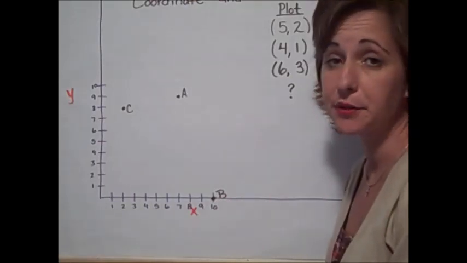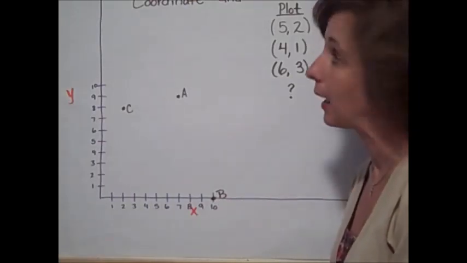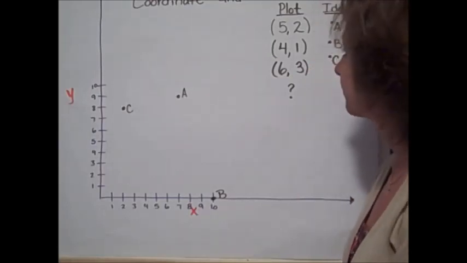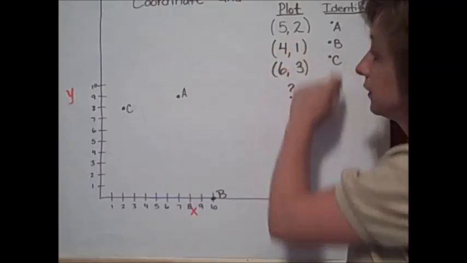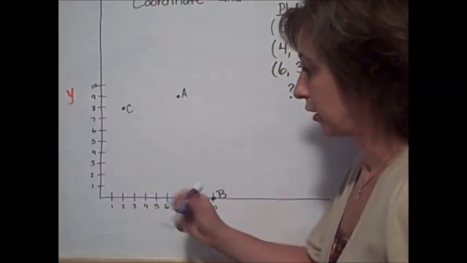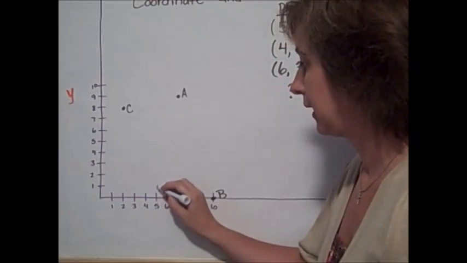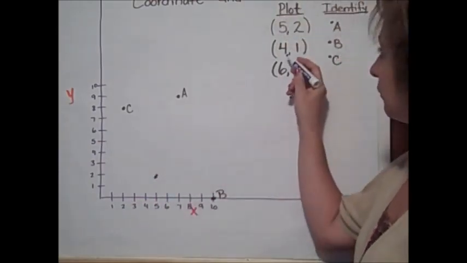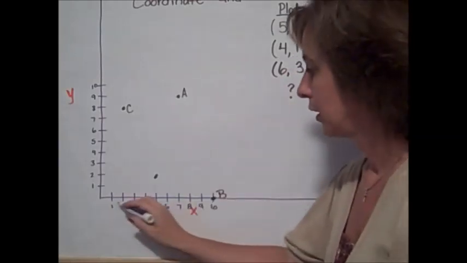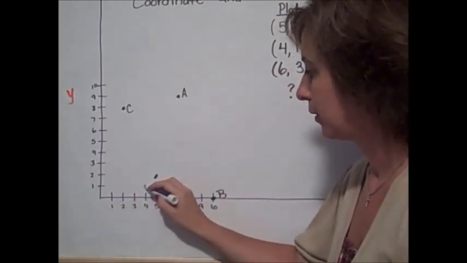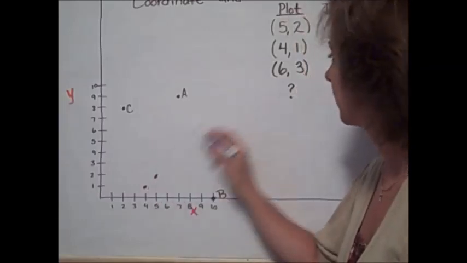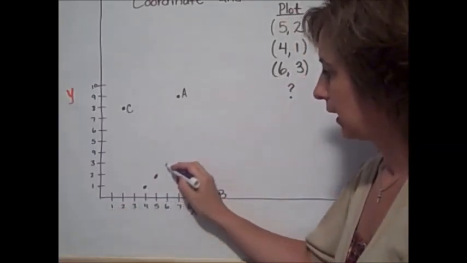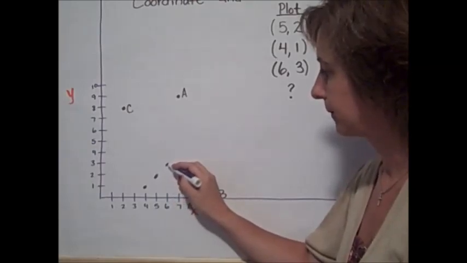Seen it before. I know most of you are very good at remembering how to plot points. Just for a simple review before we take it a little bit further, plot 5, 2. That means that I go over 5 and up 2 and plot that point. Plot 4, 1. Over 4 and up 1.